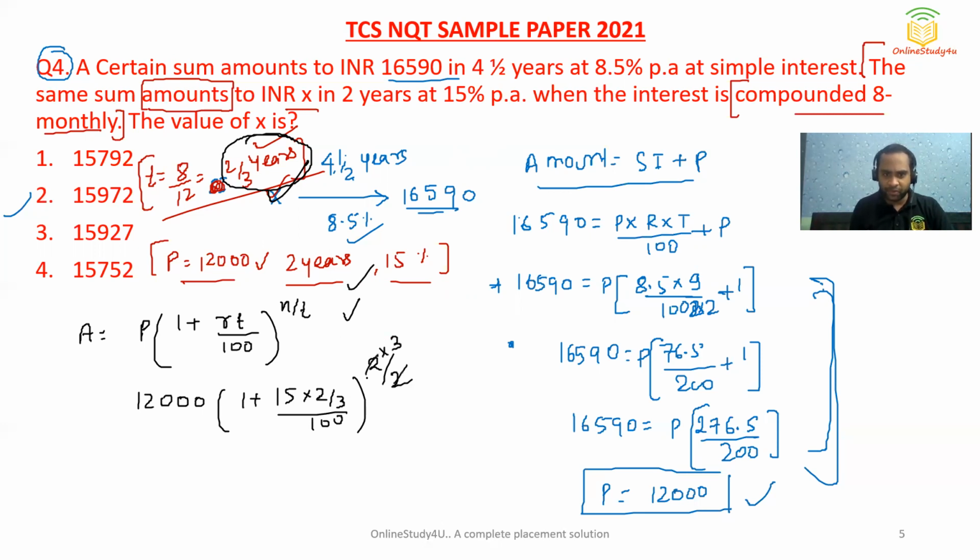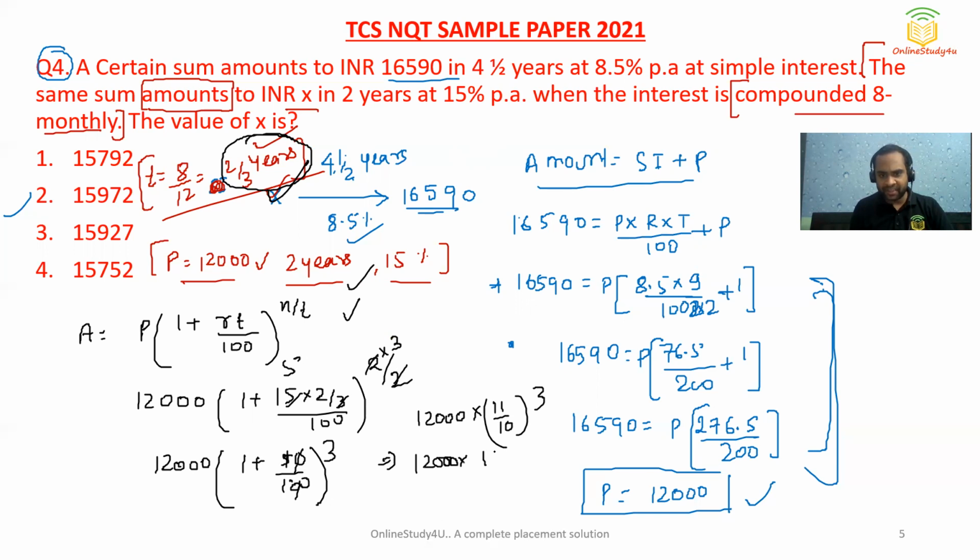So 3 will go up, and 2 and 2 cancelled. 3 5s are 15. So basically 12,000 into (1 plus 5 by 5 into 2, 10). So 2 is there. 10 by 100 to the power 3. Now 10 and 10 cancelled. So basically 12,000 into (11 by 10) cube. I am unnecessarily writing the steps which you could have easily eliminated. 11 cube will be equal to 1331. Now 30 and 30 will get cancelled.